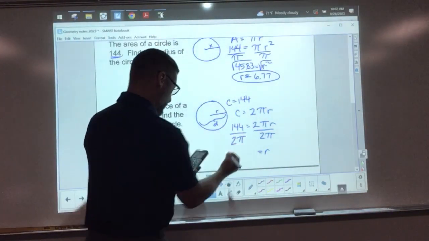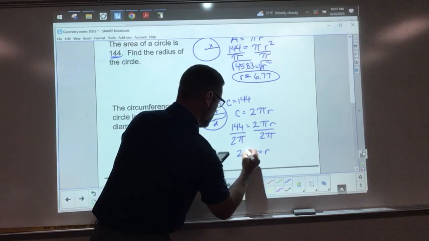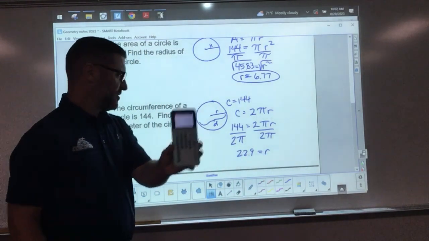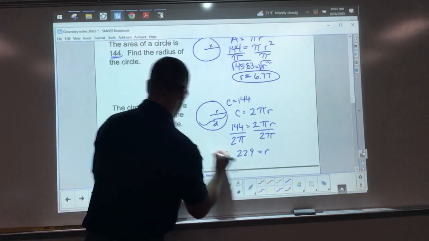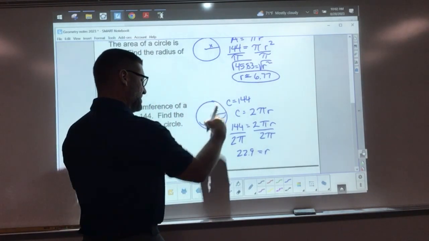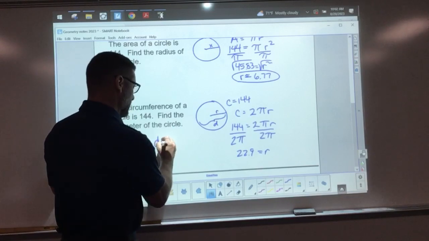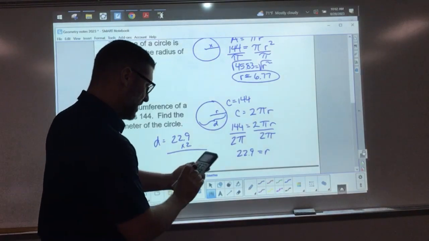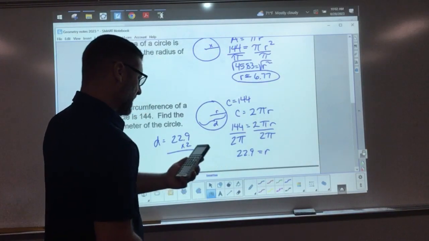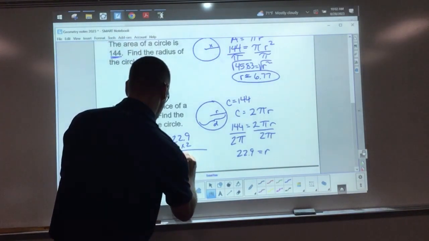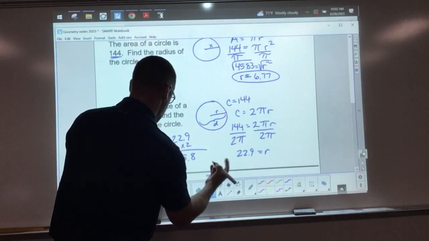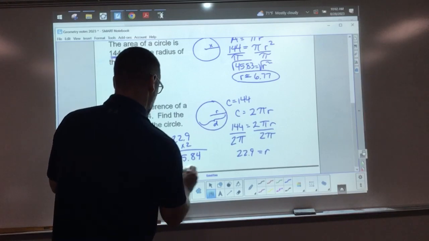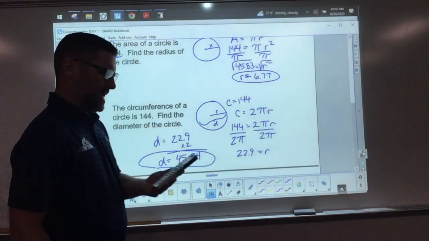So 144 divided by 2 pi, I got 22.918. I'm going to leave that answer on my calculator and multiply it by 2, because the diameter is double the radius. So the diameter is that 22.9 times 2, and I got a diameter of 45.836, so 45.84. Again, I should probably put units or units squared, but I'm going to leave it like that.